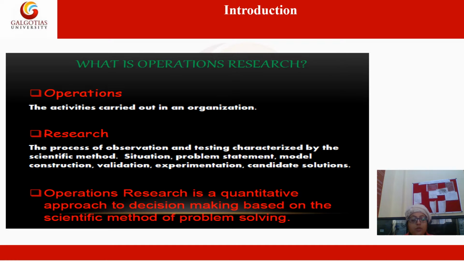The roots of OR have been traced back many decades, to earlier historical periods. Whenever we develop methods using new techniques, OR is very useful in drawing relevant facts which are based on the scientific method of problem solving.